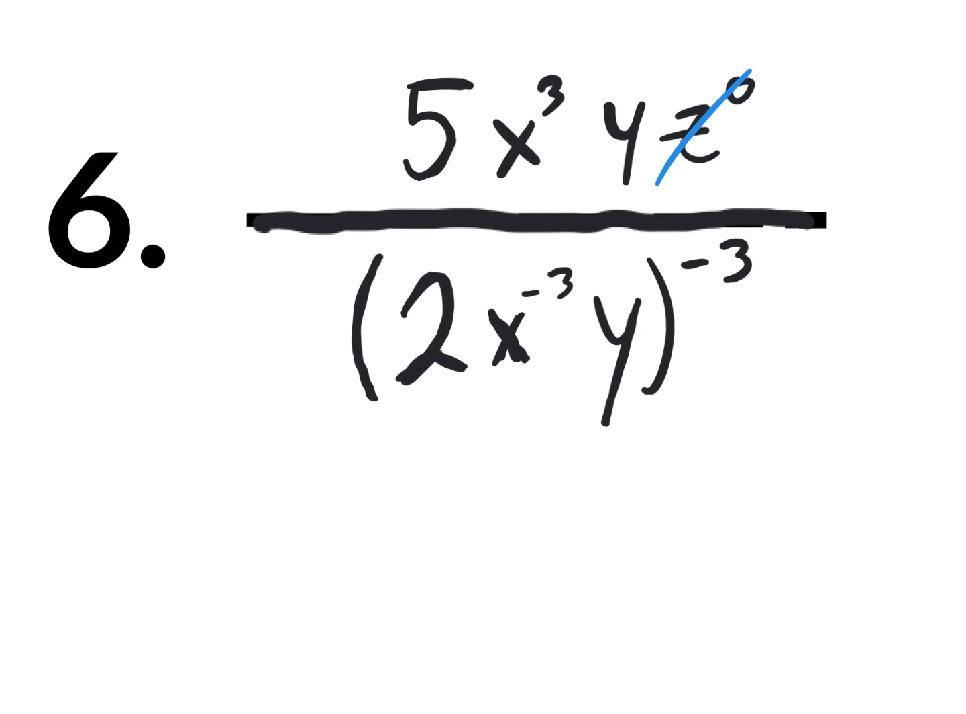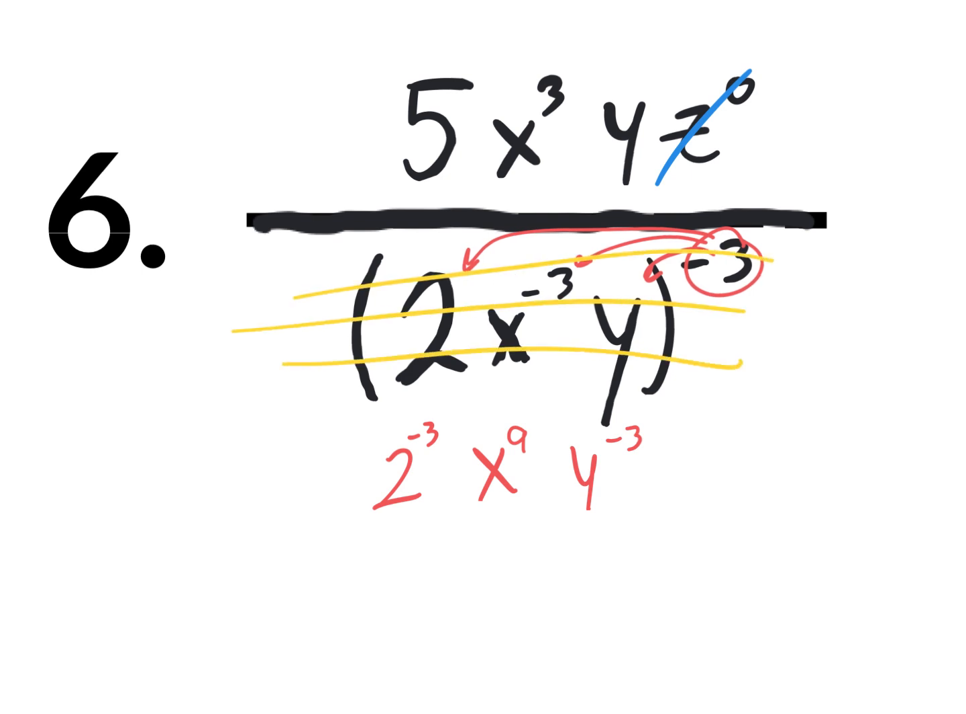So we do have this -3 that we're going to distribute to each and every term. So I'm going to take this -3, put it right there on the 2, put it right there on that -3, put it right there on the y. So I no longer have parentheses, but it will be 2 to the -3 power, x to the +9 power, and y to the -3 power. Are you with me? Okay, so I did that rule. I could already scratch this out because I already rewrote it without the parentheses, okay?